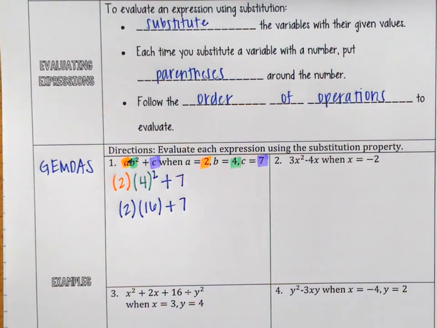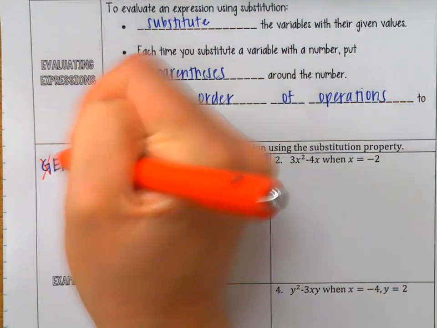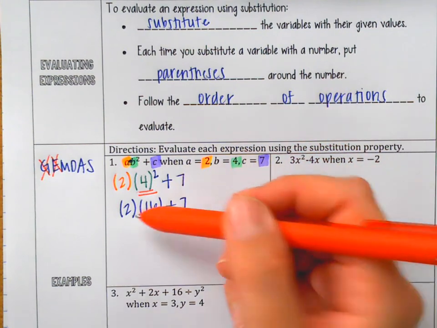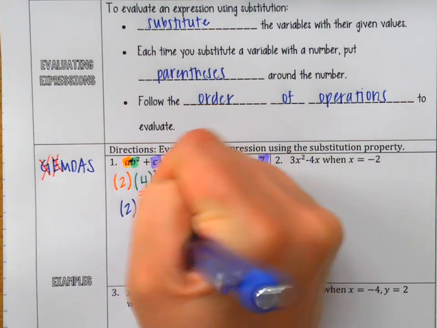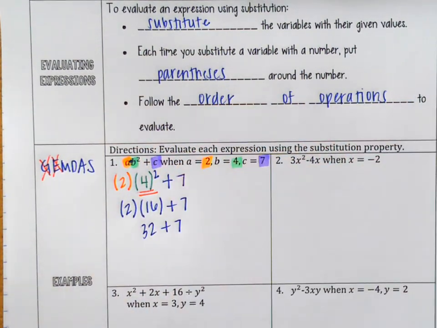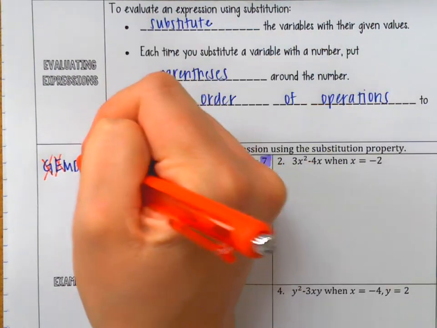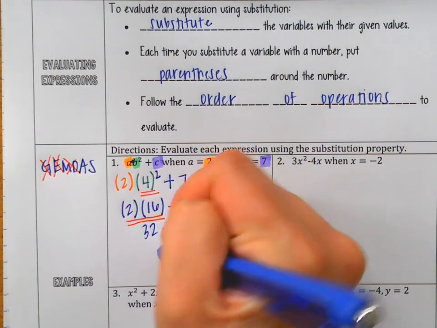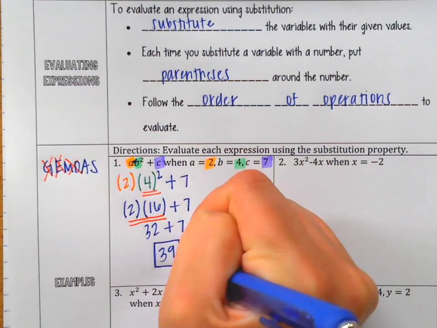So I first dealt with my exponents. Now I'm going to multiply and divide from left to right. 2 times 16 is my first multiplication, and that is 32. Then I'm just going to bring everything else down. Now I've done all the multiplication and division, so I just add and subtract. 32 plus 7 gets me 39, and that is my final answer.